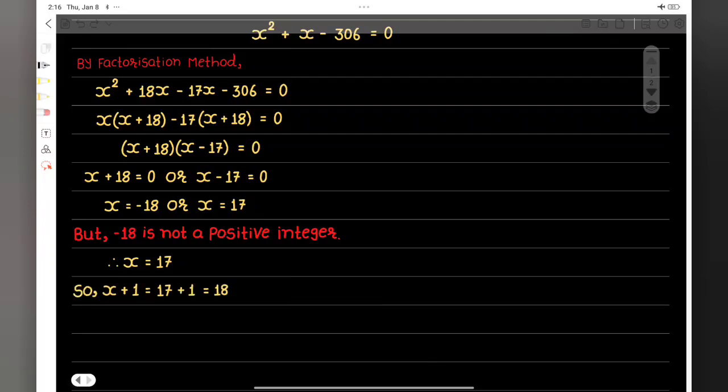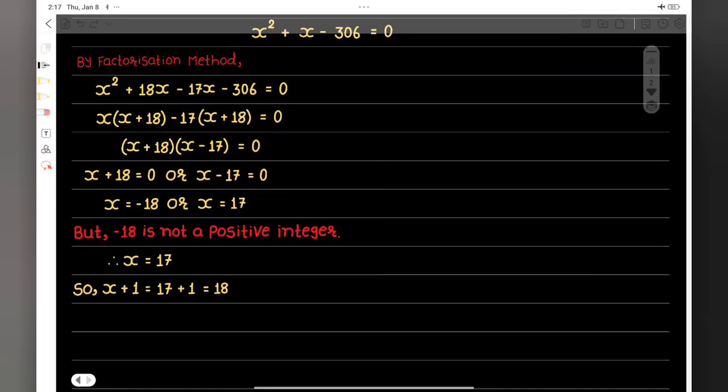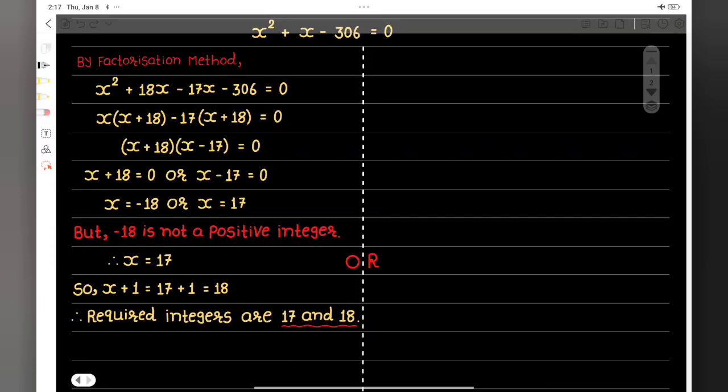So next positive integer or consecutive integer is x plus 1, means 17 plus 1, 18. Here x is equal to 17 and x plus 1 is 18. Therefore the required integers are 17 and 18. This is our final answer. 17 and 18 are two consecutive positive integers and their product is 306. This is factorization method.